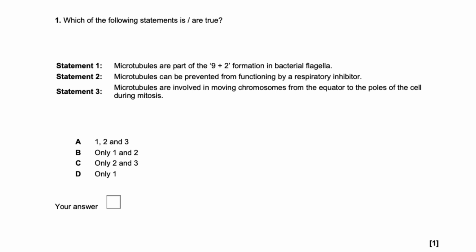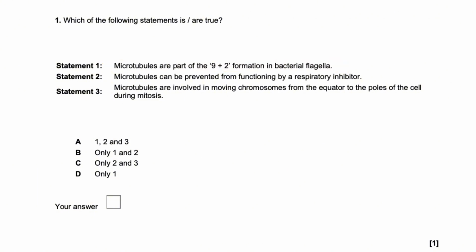A says 1, 2 and 3 are correct. B says 1 and 2 are correct. C says 2 and 3 are correct. And D says only 1 is correct. Looking at statement 1 to begin with, it says microtubules are part of the 9+2 formation in bacterial flagella. I made a video about prokaryotic cells, and in this video I mentioned that prokaryotic cells, such as bacterial cells, can have flagella sometimes. However, these flagella do not exist in the 9+2 formation the same way that they do in eukaryotes. With this context, you're able to tell that statement 1 can never be correct because bacterial flagella don't have a 9+2 arrangement, so regardless of the presence of microtubules, this wouldn't make sense.